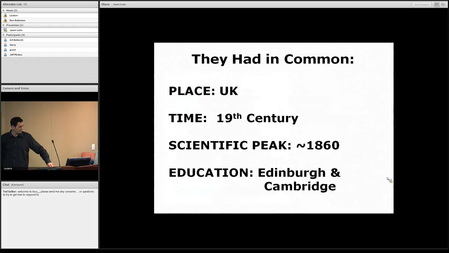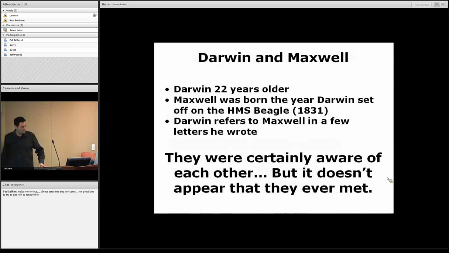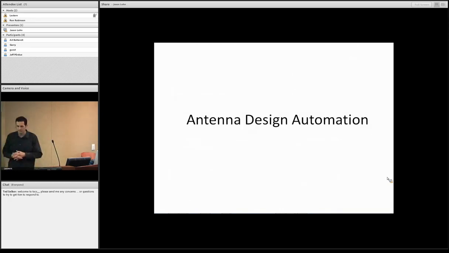They have a lot of things in common. Scientific peak around the 1860s, and there's even some possibility that they wrote letters to each other around that time, although it's not really clear that they met. They were certainly aware of each other. So pretty interesting. And we're going to take evolution and electromagnetics and combine them in the research that I've done.